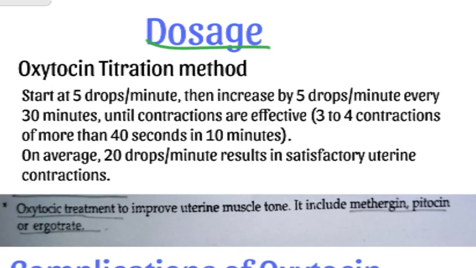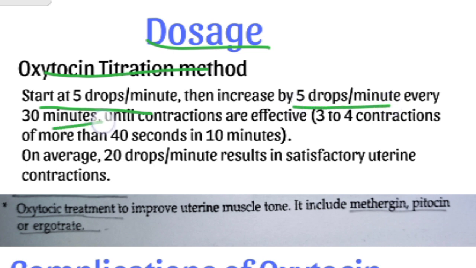Dosage of oxytocin: the titration method is one of the common methods used while administering oxytocin. First, we will give 5 drops per minute to the patient. Then after each half an hour, we will keep on adding 5 drops more. Now you gave 5 drops per minute. In the next half an hour, you will add 5 drops more.